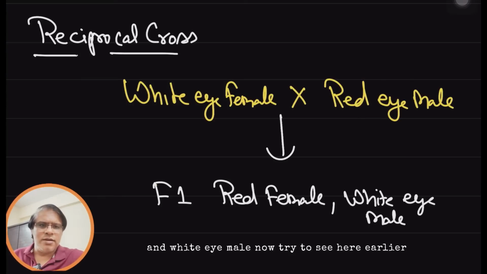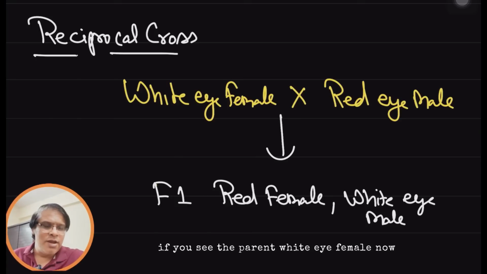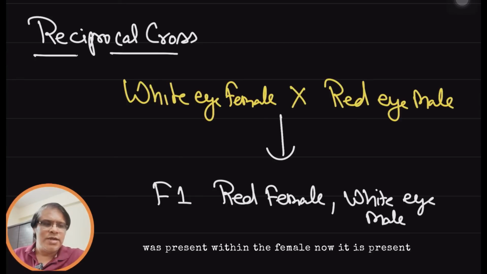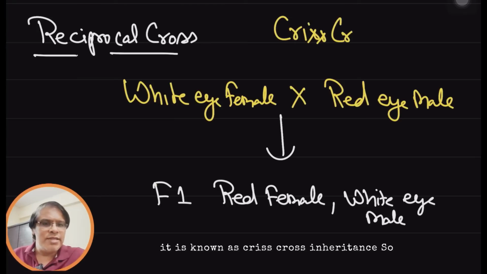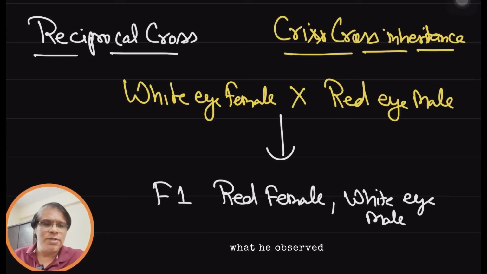Now try to see here. Earlier, the parent was a white eye female. Now in the F1 generation, we see a white eye male. So the trait that was earlier present in the female is now present in the male. This type of inheritance is known as criss-cross inheritance. So when he performed the reciprocal cross, he observed criss-cross inheritance.